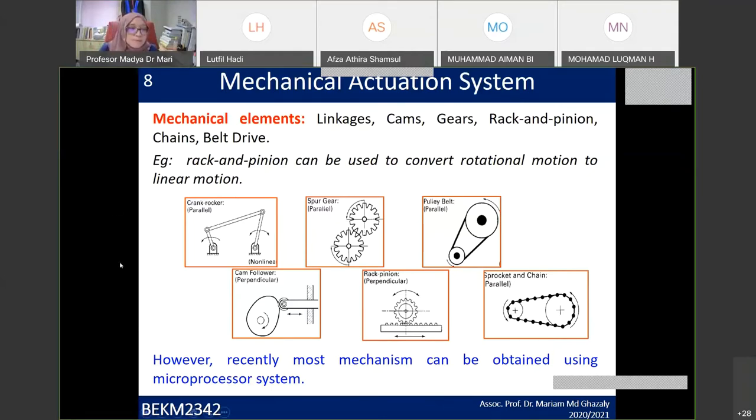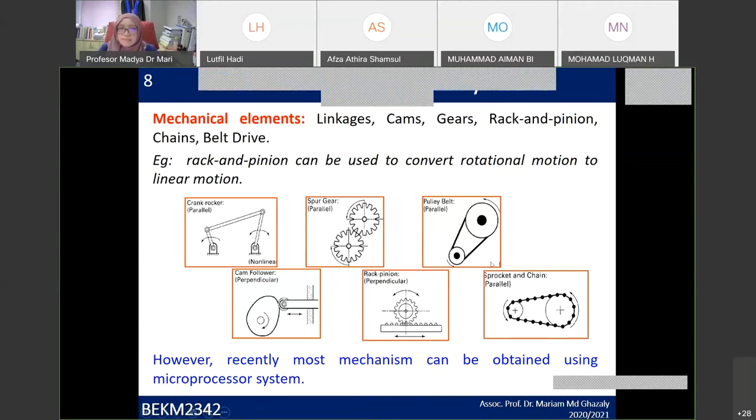Examples of mechanical elements you can see here: in the first figure is a crank rocker parallel, an example of a four bar link. The second one is a gear type, which is a spur gear. The third one is the belt pulley or parallel gear. A belt pulley. Where is the belt pulley commonly used in daily life? Anyone?